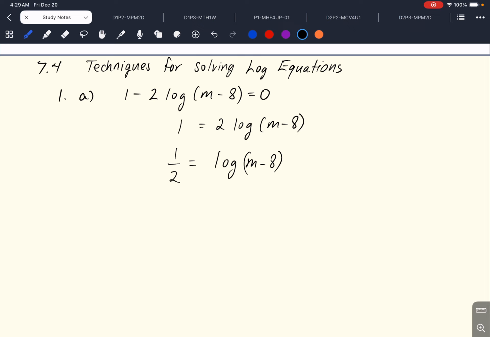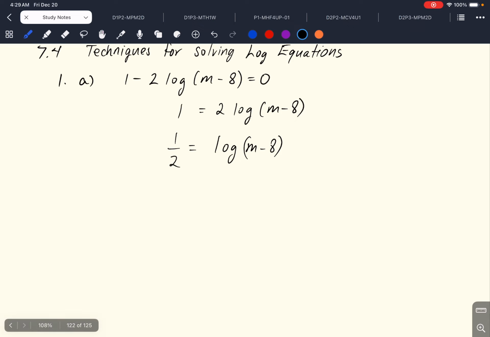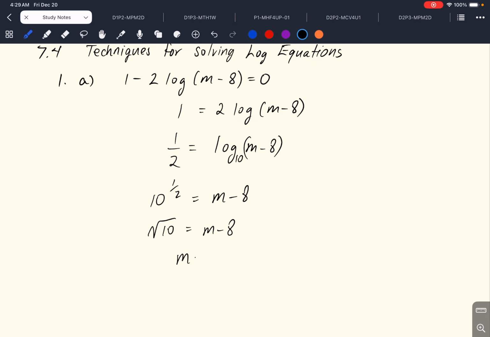You could take that approach, but let me show you what happens if you do. We've now isolated the log on the right side, and log naturally has this base 10. So in exponential form this can be written as 10 to the power of 1/2 equals m minus 8. 10 to the power of 1/2 is just the square root of 10, so that equals m minus 8, and therefore m equals 8 plus the square root of 10.